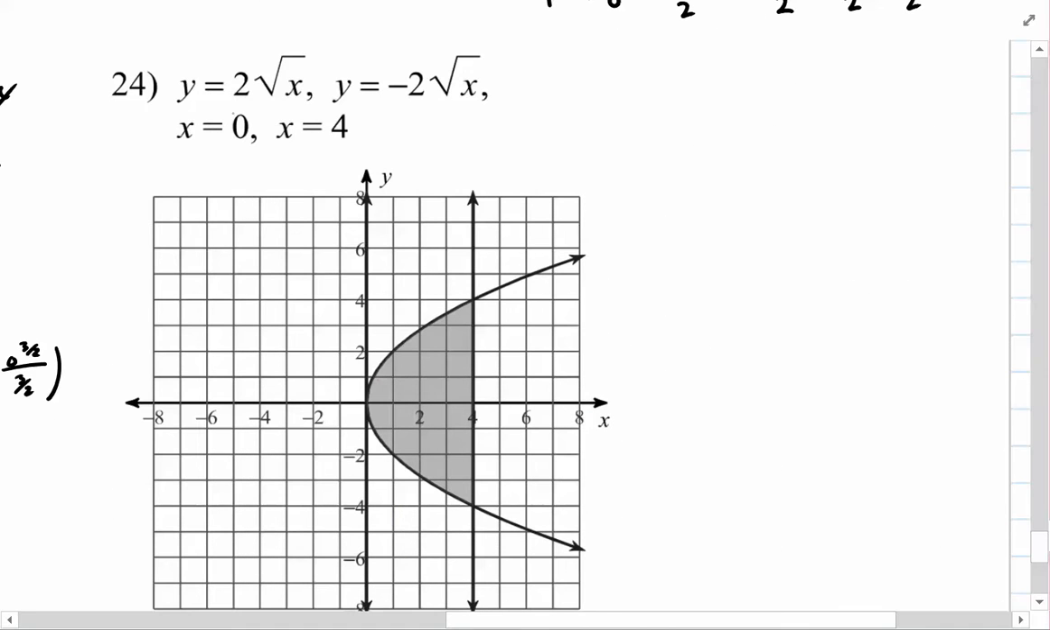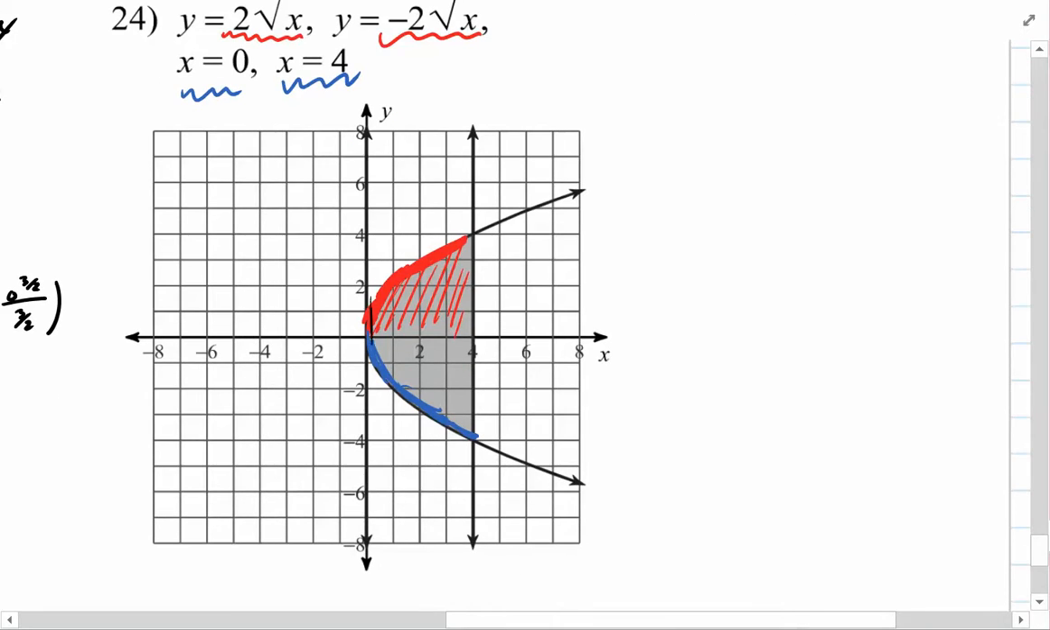Now this one's kind of nice because the two equations are mirror copies of one another. We've got this upper equation that's kind of the boundary shown here in red, so that's going to produce all of this area, and then this lower equation produces this boundary in blue, and we're interested in the x equals 0 and x equals 4 boundary lines. Well, that takes care of this left-hand boundary and right-hand boundary, and so we're looking for the total area of the red and blue combined.